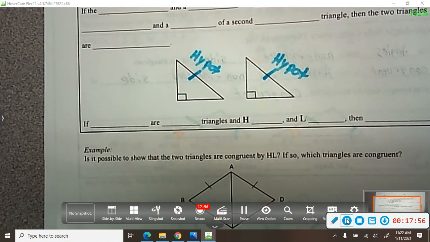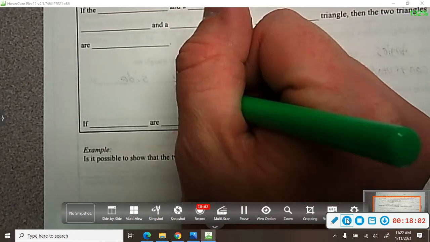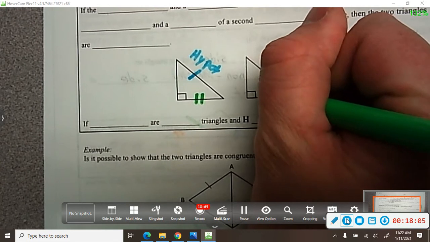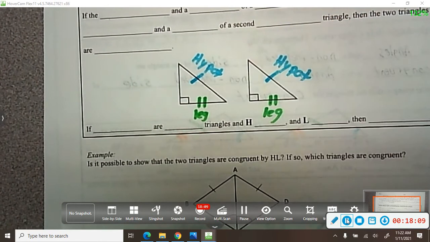So if you know the hypotenuse is congruent to the hypotenuse, and then you know a side, or we call these legs in right triangles. If you know that a leg equals the other leg, either leg, it doesn't matter, then that's enough to show they're congruent. If you have two legs, that's not enough. It has to be a hypotenuse and a leg. Okay? So I'll fill this in.